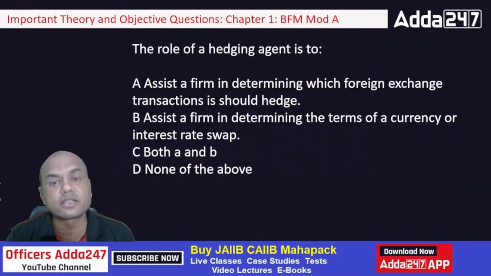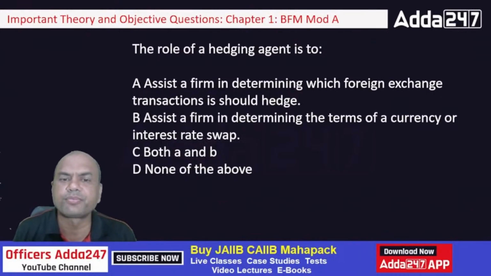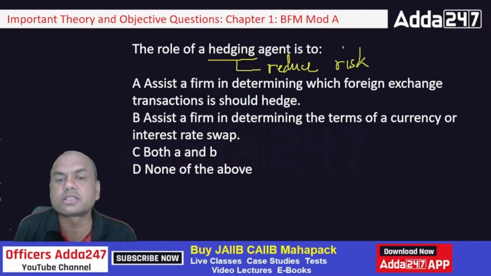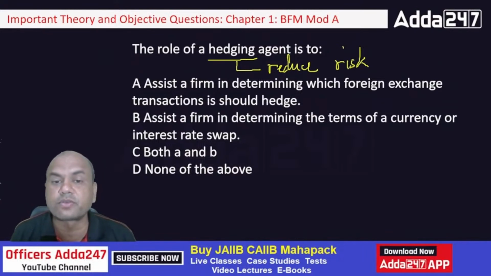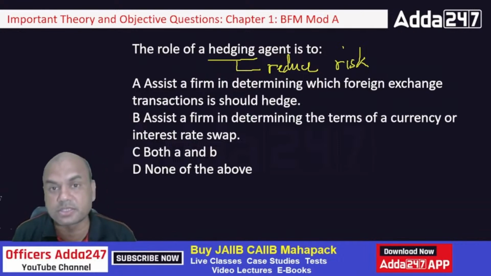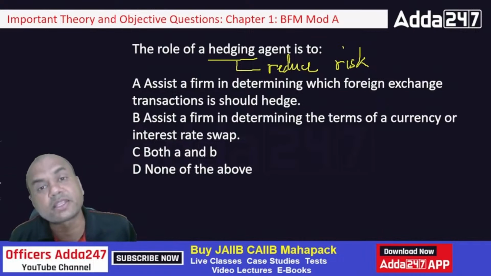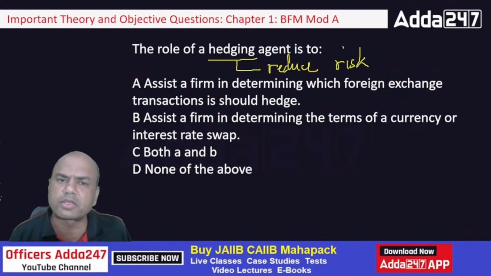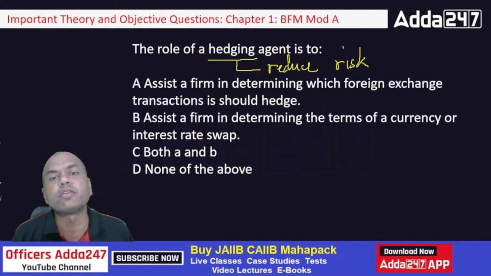The role of hedging agent is, what is hedging basically? Hedge means to reduce the risk. The basic meaning of hedge is to reduce the risk. Okay. So how to reduce the risk? That is the basic question over here. The role of this hedging agent is to assist the firm in determining which foreign exchange transaction it should hedge. Okay, means which of the forex currency should be hedged. The currency which is having maximum fluctuations will always be hedged. Always remember what is hedged? Something which is having maximum fluctuations, because that only has the higher risk.